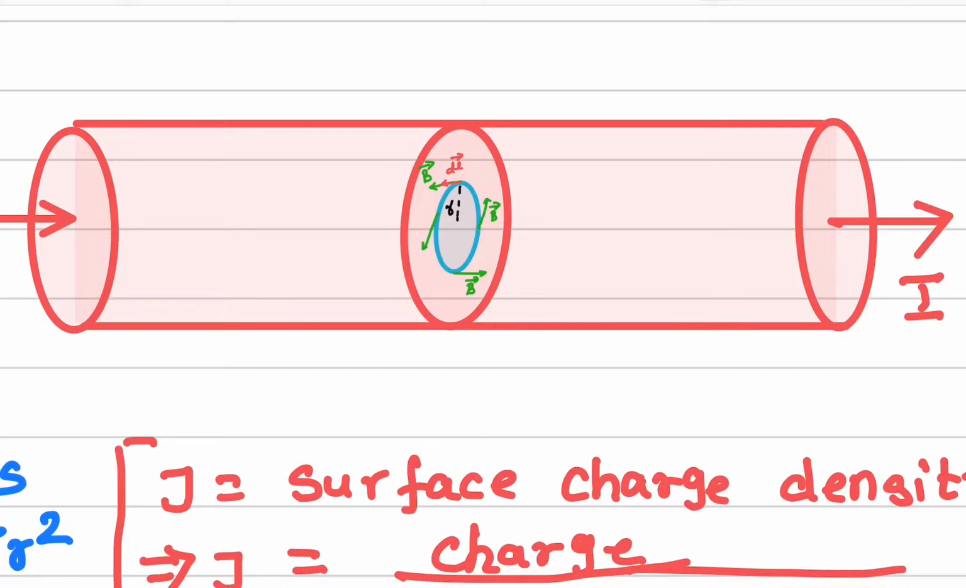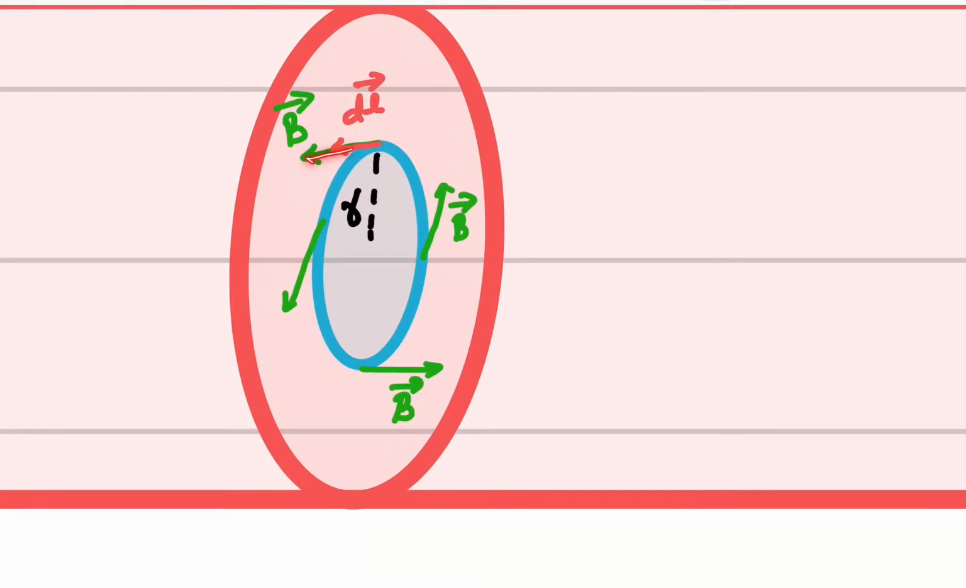And again, just by the symmetry, the B vector will be tangent to the circle here. The B vector and this dl vector at each point are parallel, exactly the same way as outside. But now, what does change here? What does change is the current passing through the loop.